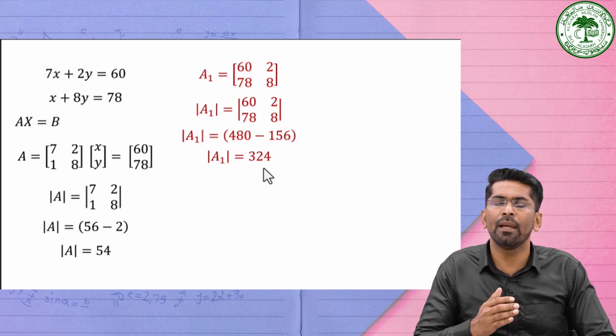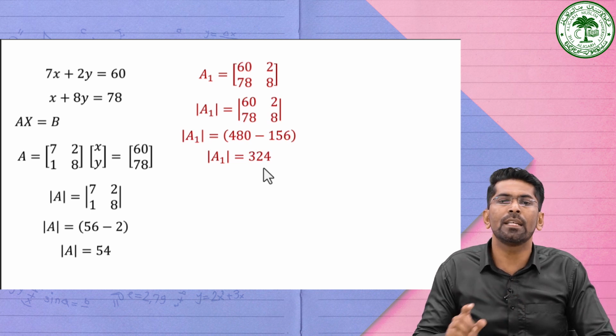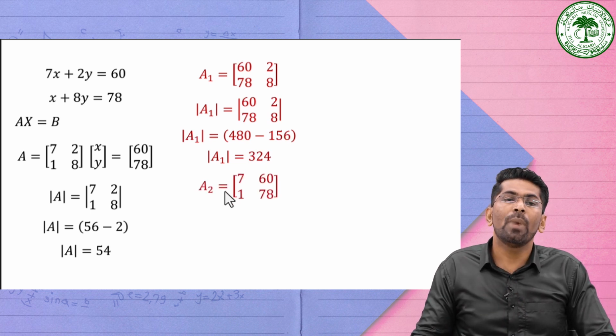Now in a similar way, we are also going to form another special matrix, known as A2, by replacing the second column with the constant matrix.